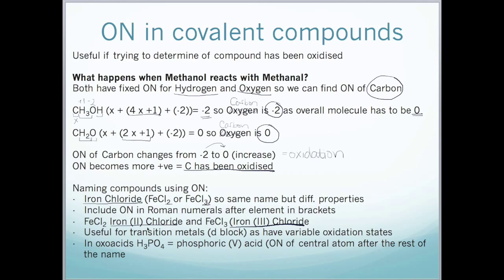And this is particularly useful for transition metals, which are in the d block, because they have variable oxidation states. This can also apply to oxo acids, for example H3PO4, and this is named phosphoric(V) acid. The oxidation number of the central atom, which is phosphorus, is written after the rest of the name.